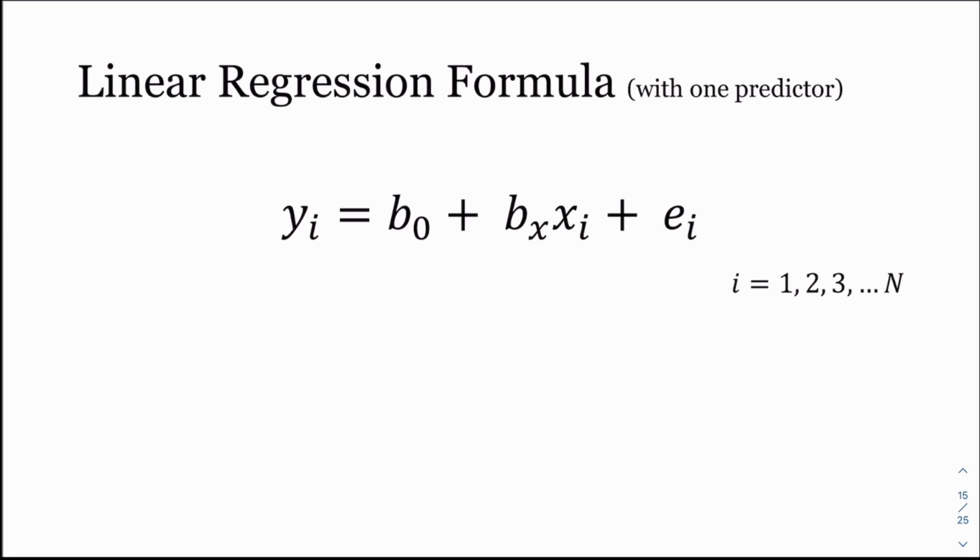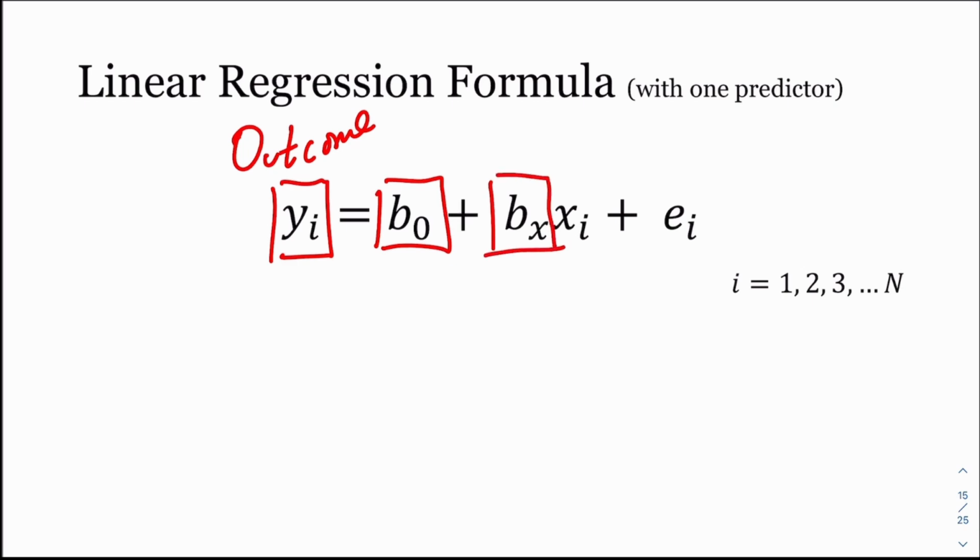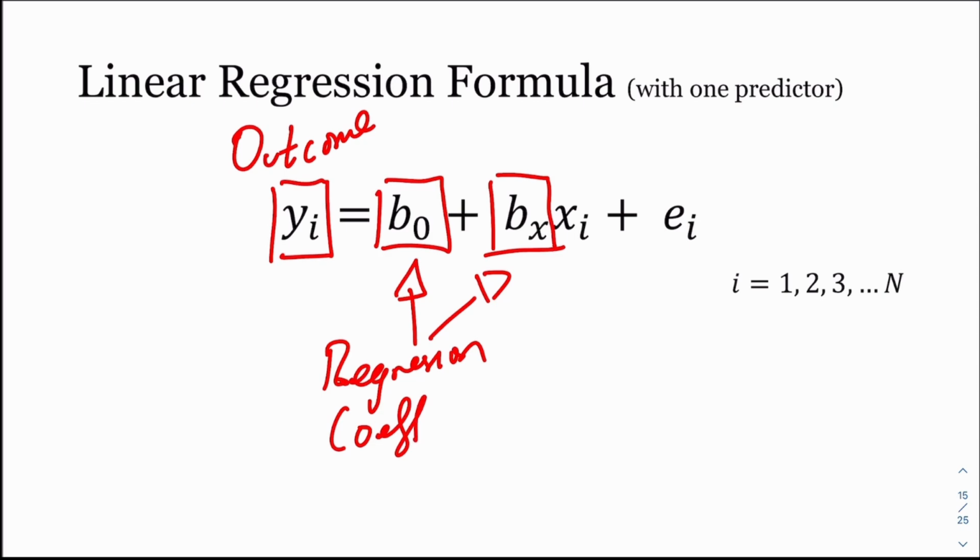So, to recap, this is our regression formula. On the left, we have our outcome variable, y. The betas here, or the b's, are the regression coefficients.